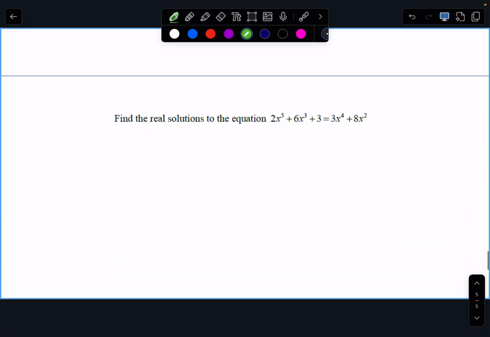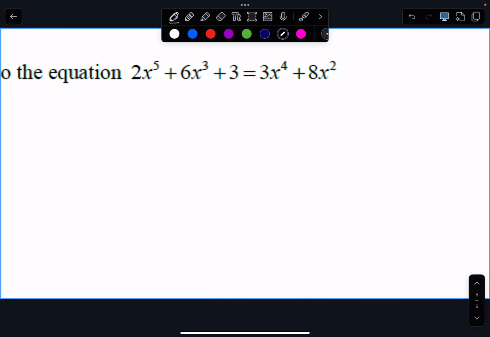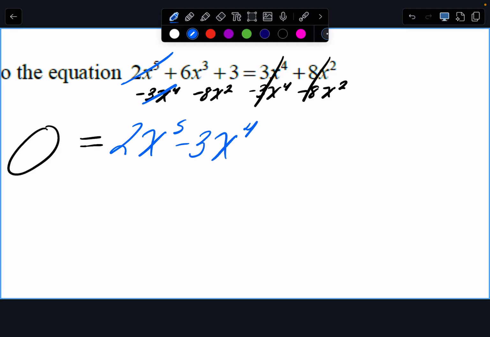Okay, moving on. All right, this is the last problem of the day, and there's a reason we're doing it. So here we go. First, you need to get it set equal to 0 and go from highest power to lowest power. So subtract 3x to the 4th. Subtract 8x squared. Now this side's 0. I'm going to write 0 at the first just to be done with it. So we have a 2x to the 5th. Then a minus 3x to the 4th. Then a minus 8. Oh, no, that's not next. Plus 6x cubed. Minus 8x squared plus 3.